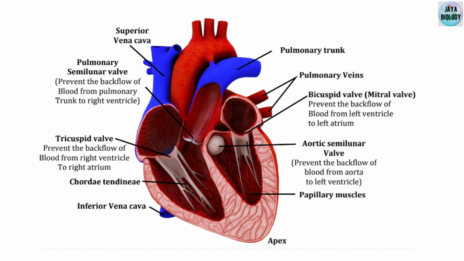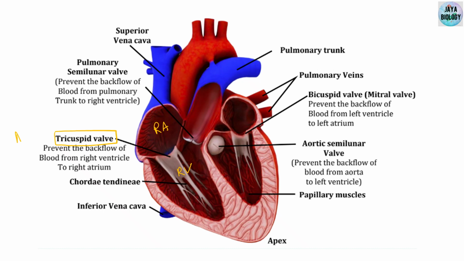Now let us start. The human heart has four valves. One is present between the atria and ventricle, also known as the AV valve. First of all, the valve which is present between atria and ventricle is known as the atrioventricular valve. So this is your right atria and this is the right ventricle. The valve present here is known as the atrioventricular valve. Because it has three cusps, it is also known as the tricuspid valve.